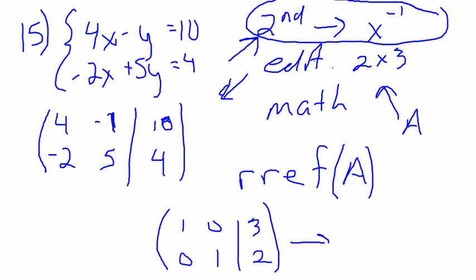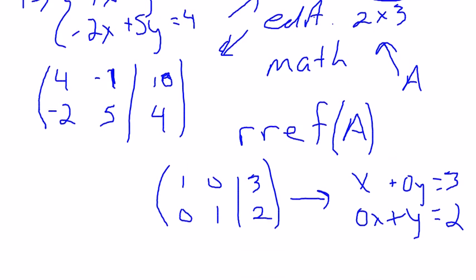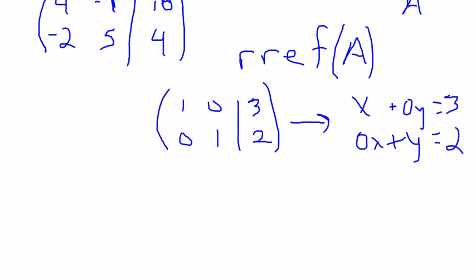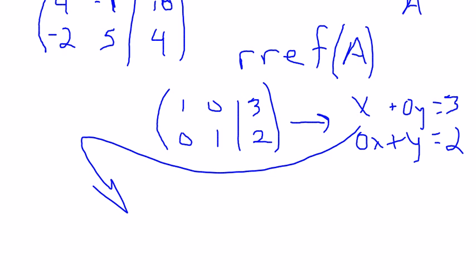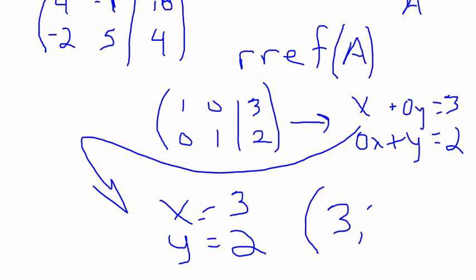That can be interpreted as x, I'm going to leave a blank, well, I'll write x plus 0y equals 3, and 0x plus y equals 2. Scroll down. The reason why I'm going in so much depth is because people are absent for this. So that simply tells me x is 3 and y is 2. I can write that using coordinates as (3, 2). And that's it.